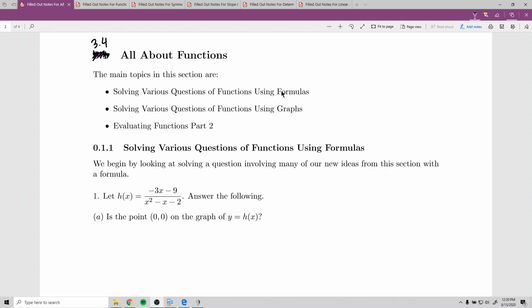So really we'll go over three questions here. We'll look at a function with a formula and talk about all the things we learned. Then we'll look at a graph and talk about a bunch of different things. And then the last thing is evaluating functions again, because what we do in the next section is very relevant to what we're doing at the end of this section.